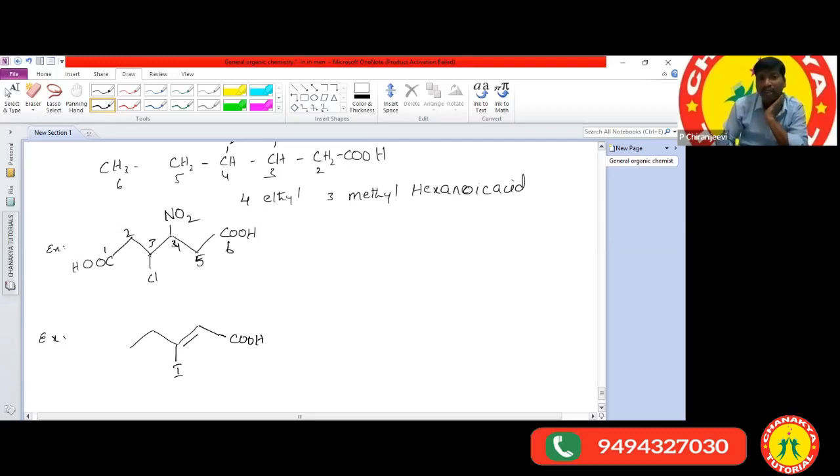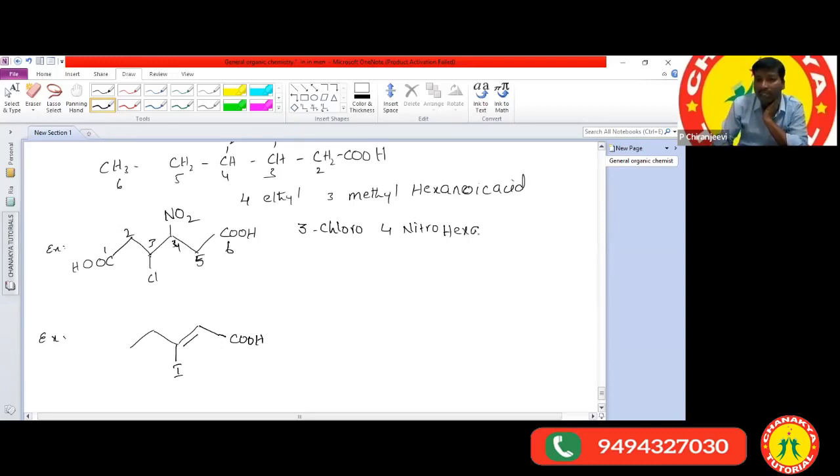Now while writing the substituent names, we have to write in alphabetical order. What can we write first? 3-chloro, and 4-nitro. And the root: for how many carbon atoms are there? 6. 6 means we can write as hex.